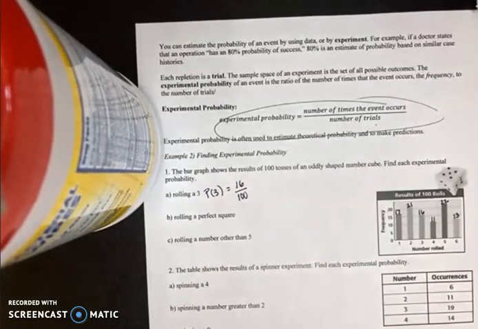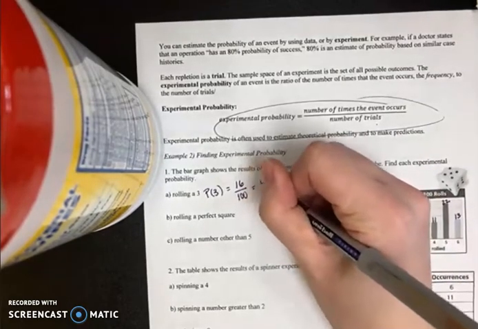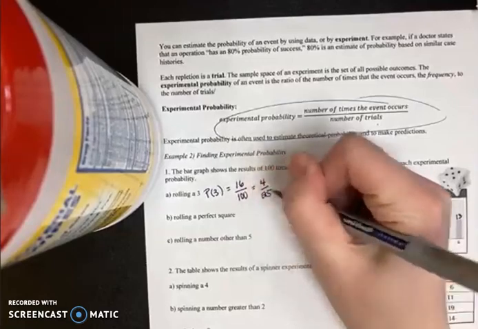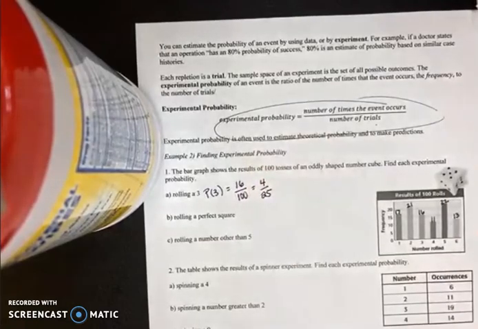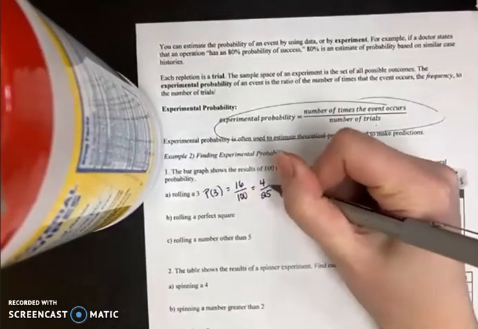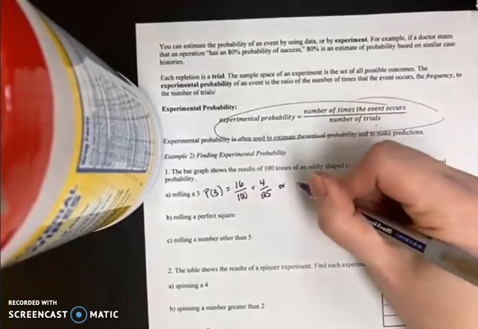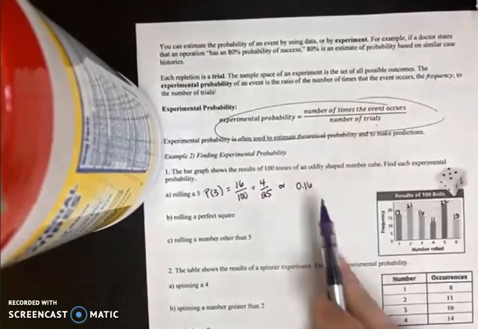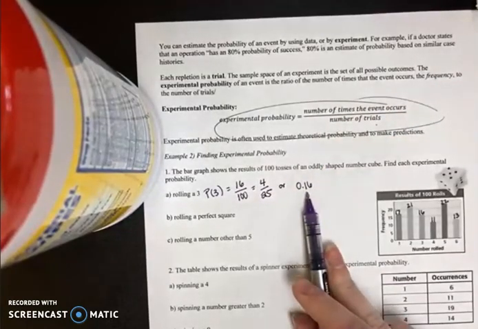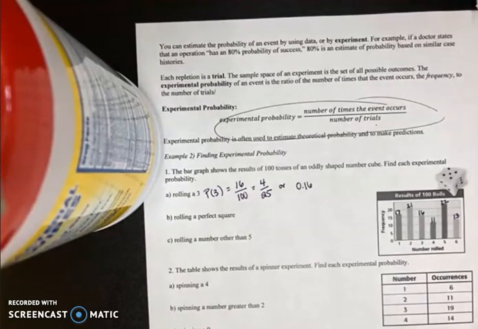Remember, we should always simplify our ratio if at all possible. So this simplifies to 4 over 25. If you wanted to put a decimal, that would just be 4 divided by 25 or 0.16. So that means 16% of the time it landed on a 3.